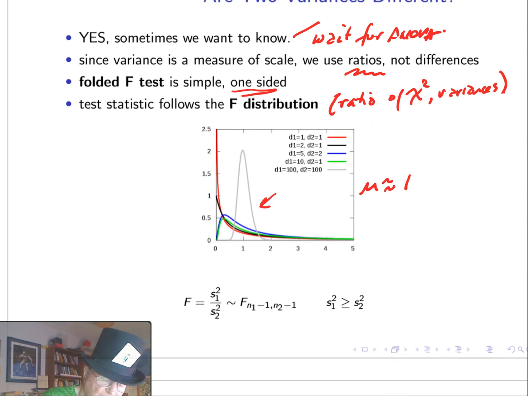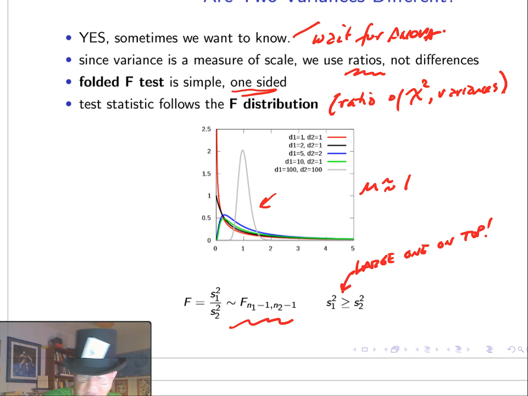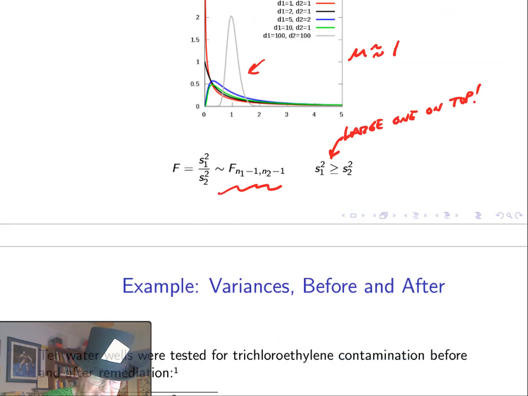So what's our test statistic? We take the ratio of the two sample variances, put the largest one on top. Large one on top. And the result is it follows an F distribution with degrees of freedom from each one. So n1 minus 1 and n2 minus 1. It's that simple.